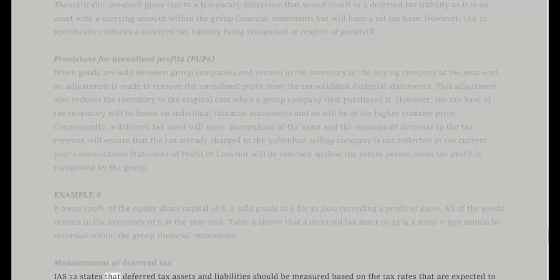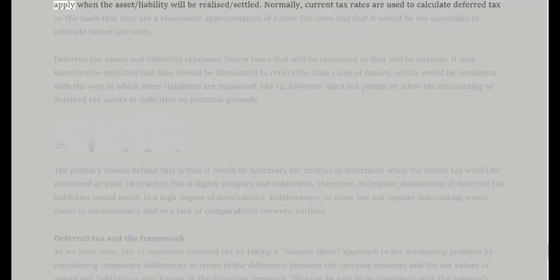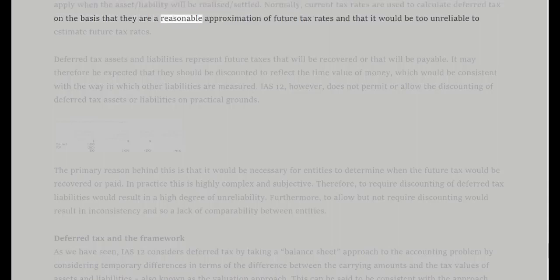IAS 12 states that deferred tax assets and liabilities should be measured based on the tax rates that are expected to apply when the asset or liability will be realized or settled. Normally, current tax rates are used to calculate deferred tax on the basis that they are a reasonable approximation of future tax rates, and that it would be too unreliable to estimate future tax rates.